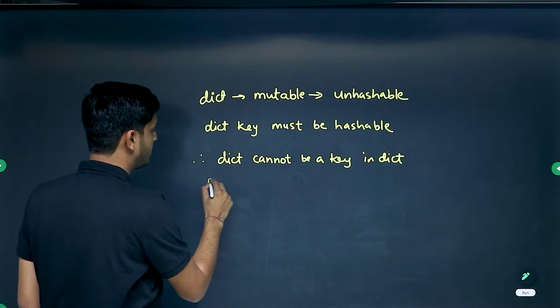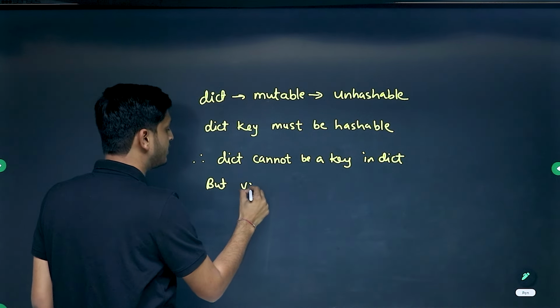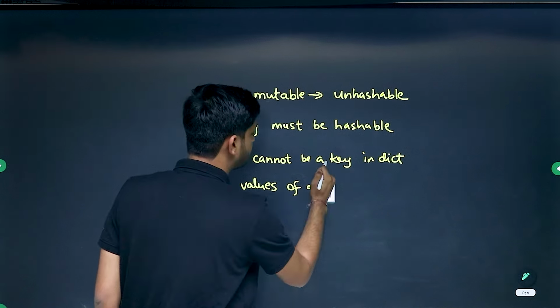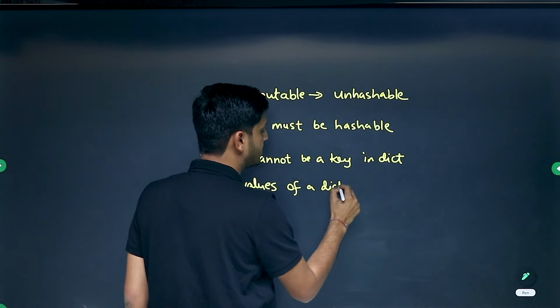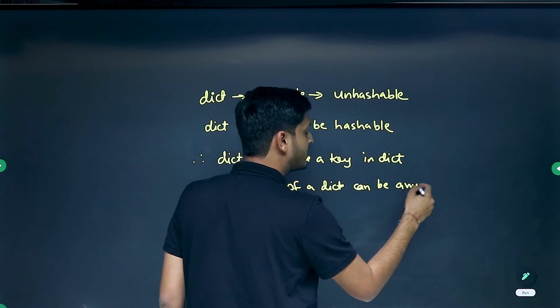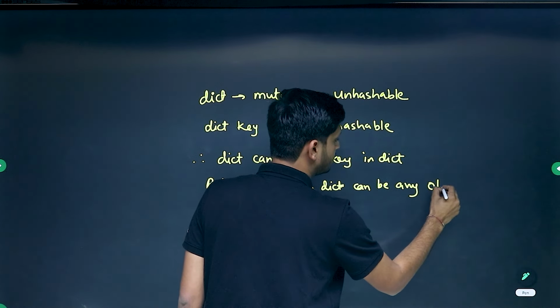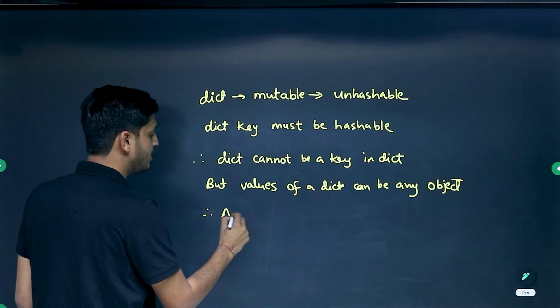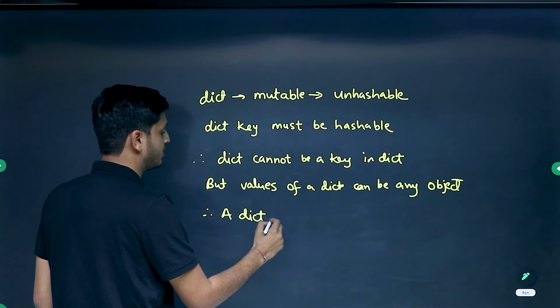But values of a dictionary can be any object. It can be hashable, it can be unhashable as well. And that is why, therefore, a dictionary can be a value inside a dictionary.